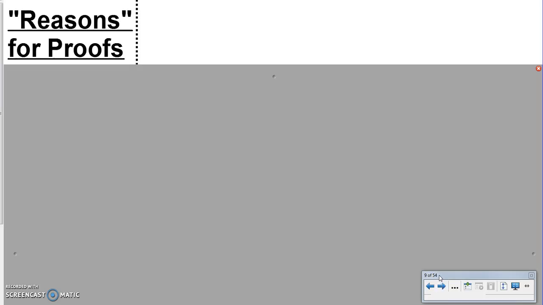So one main idea today is reasons for proofs. So these are more things that we can use in the reasons column for our proofs.